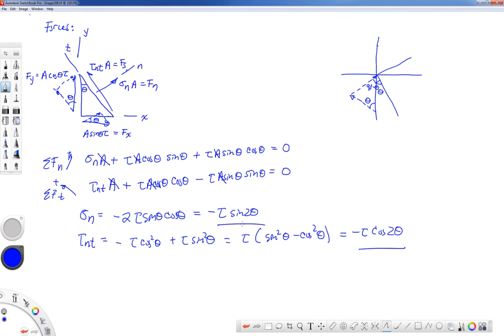All right, so now the important thing here is not these equations. It's what we did to get to these equations. So I don't want you to memorize these equations. They're very specific. You have to have a state of pure shear, and you have to define theta just exactly as we have done here.